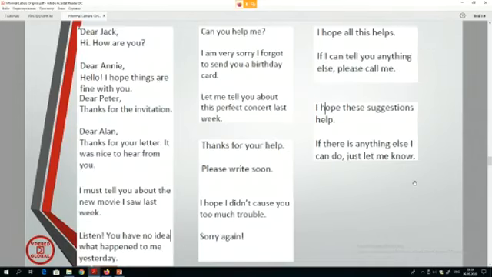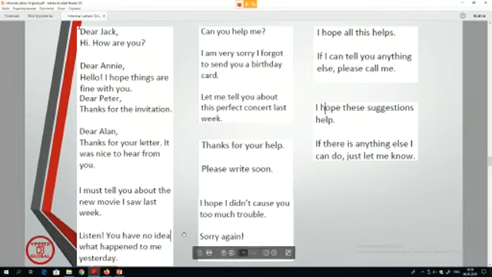These are examples of different phrases which are used either in the introduction or at the end of the letter. Some closing phrases. Like we can start with Dear Jack, how are you? Or Dear Annie, I hope things are fine with you. Or you may say, thank you for your letter. It was nice to hear from you. I must tell you about the new movie I saw last week. Or for example, this one: listen, you have no idea what happened to me yesterday.